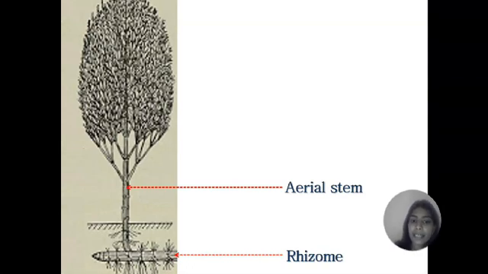Do you know which plant is called horsetail? Yes, Equisetum is called horsetail. And here the species Calamites is called giant horsetail. And the ultimate branches bear leaves.